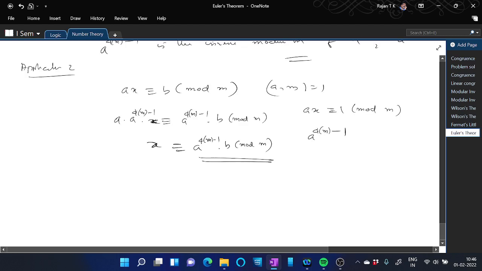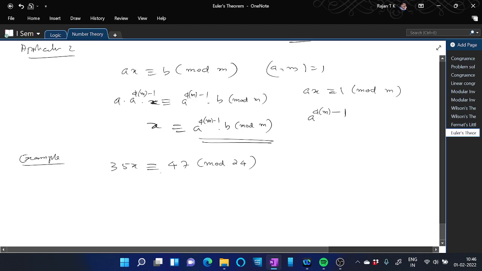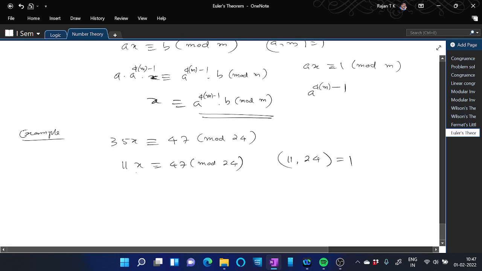For example, let us try to solve the congruence 35x congruent to 47 mod 24. Here, 35x congruent to 47 mod 24 can be simplified because 35x you can write as 24x plus 11x. So it is 11x congruent to 47 mod 24, and 11 and 24 are such that gcd(11, 24) is equal to 1, and therefore the solution is got by multiplying by 11 raised to phi of 24 minus 1.